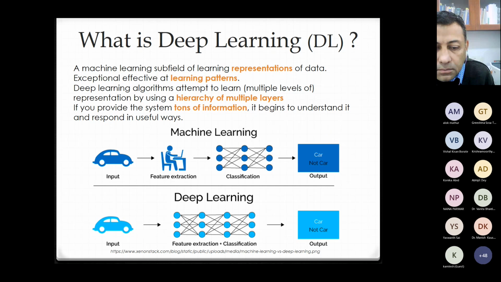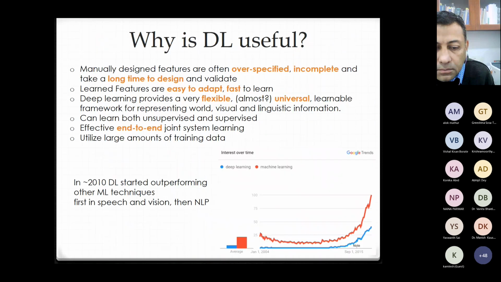Okay, so we try to understand the representation of useful value once you are applying deep learning. We simply say deep learning is the combination of machine learning plus cloud computing also. Okay, so why is deep learning useful?